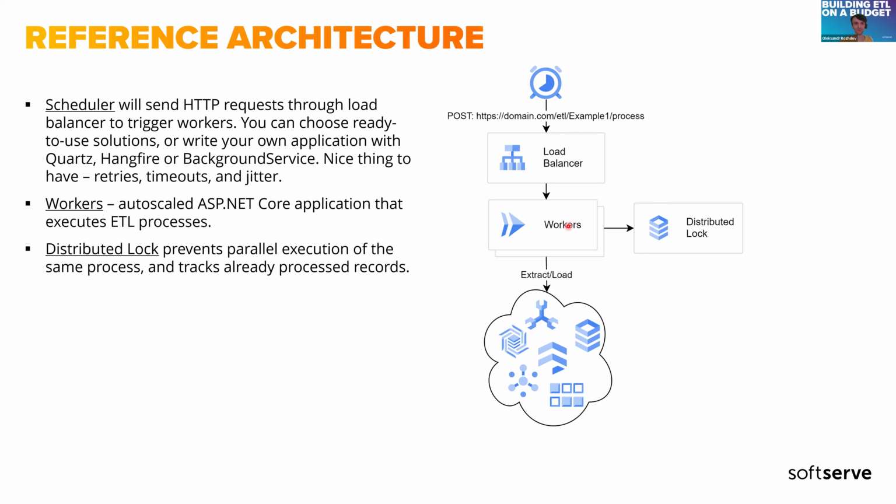Workers are auto-scalable .NET Core applications that execute the ETL process and will be our focus today. Workers are connected to a distributed log that prevents parallel execution of the same process and tracks already processed records. And workers are also connected to all source and target databases to perform ETL.